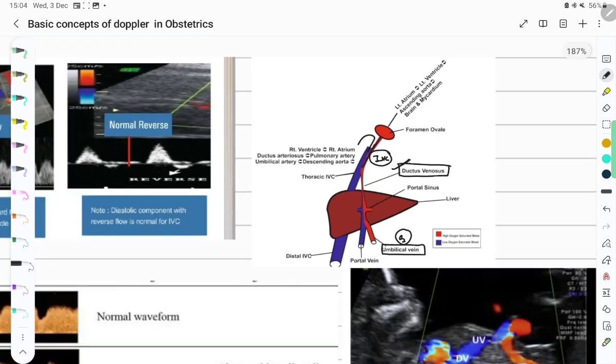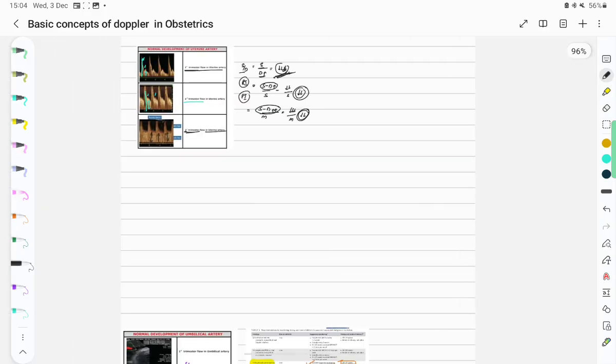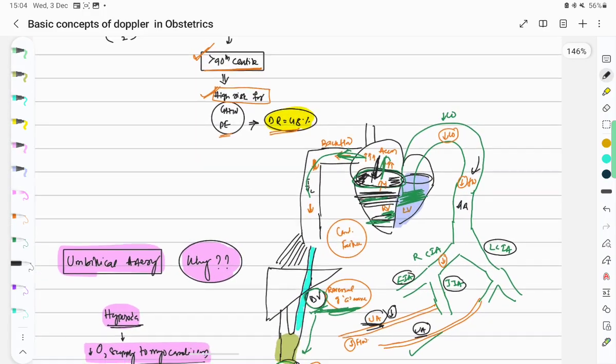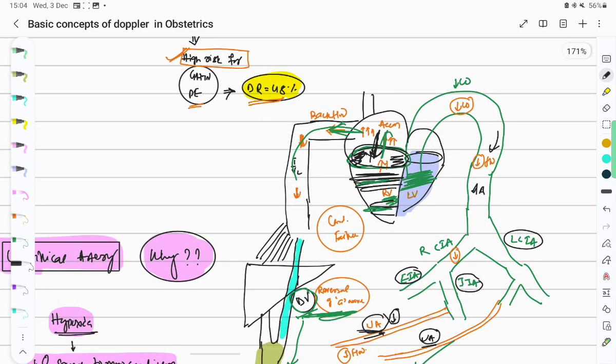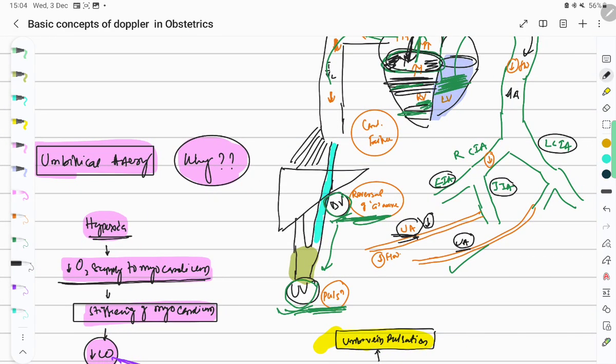I have told earlier the concept behind the ductus venosus pulse or reversal flow. Why? See, again I'm telling, if there is fetal hypoxia, then there will be decreased supply to the myocardium. Once there is decreased supply, the myocardium will be stiffened. It will be contracted or stiffened, so it will not properly pump the blood outside. So there will be accumulation of blood in the myocardium, and the myocardium will be dilated.